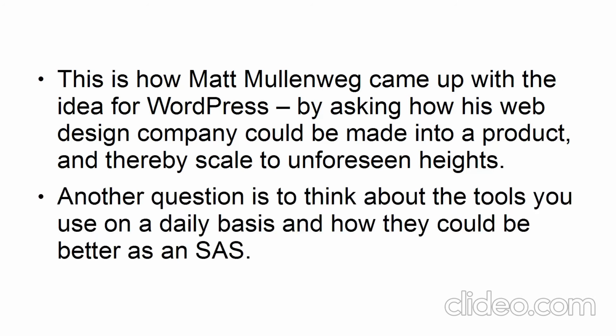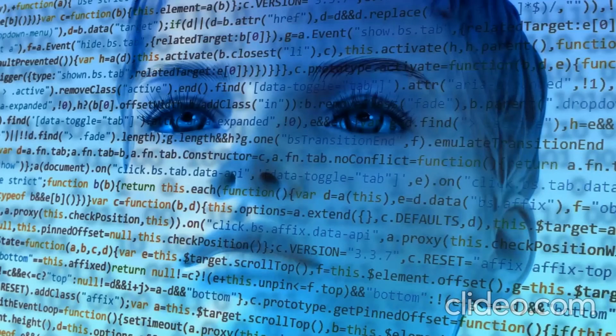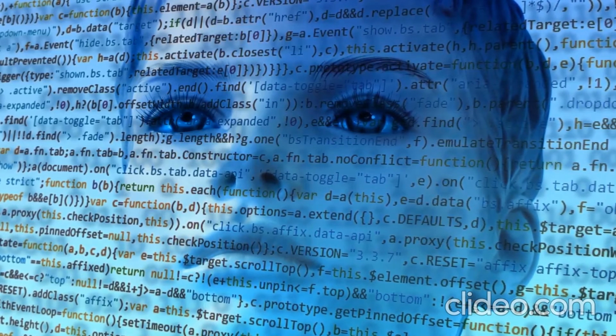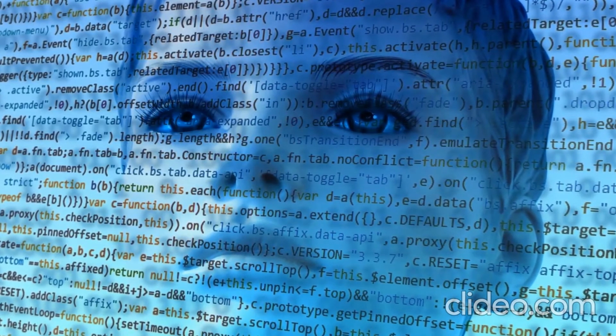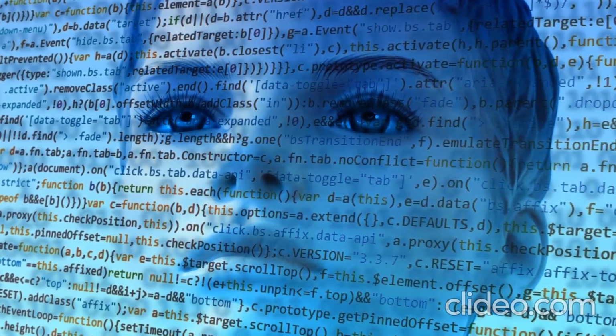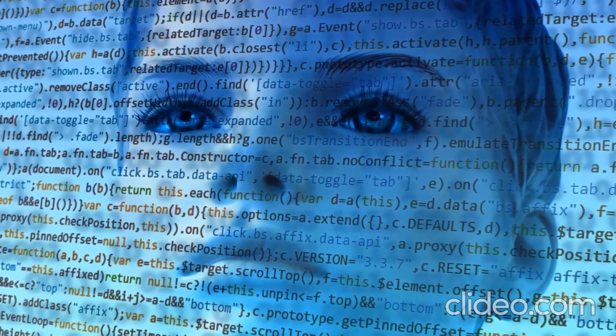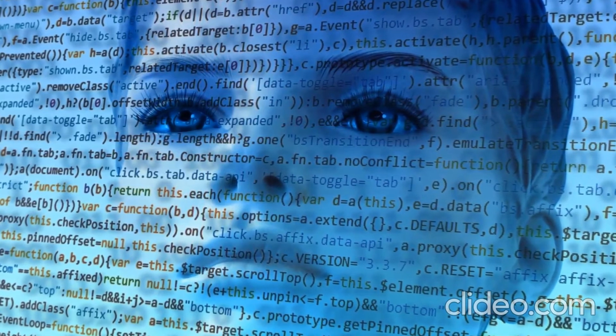Another question is to think about the tools you use on a daily basis, and how they could be better as a SaaS. 2. Implement the idea. The next step is to implement the idea. The problem with this is that it will very often involve programming, using a web-based programming language. This is code that will run on a server, and common languages include PHP and Python.